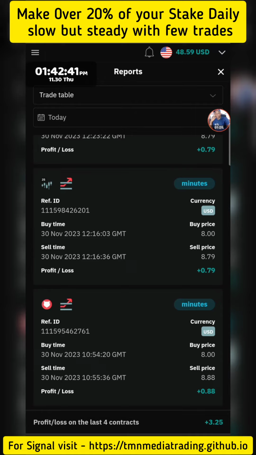That means target hit. Now you would observe that I'm trading with $8, and $3 is more like 40%, actually more than 40%. So I've made like $3 with this. So this is me gradually making this profit. This is today's profit.